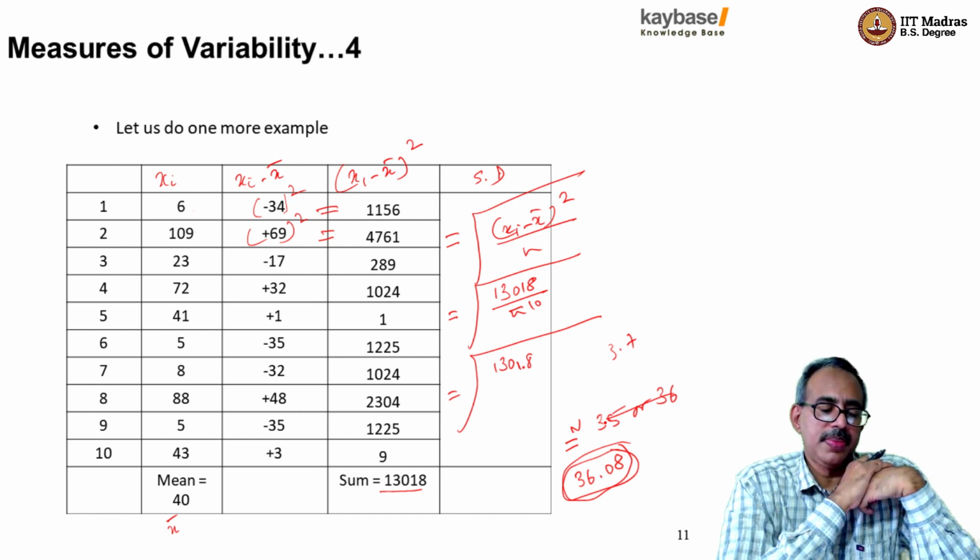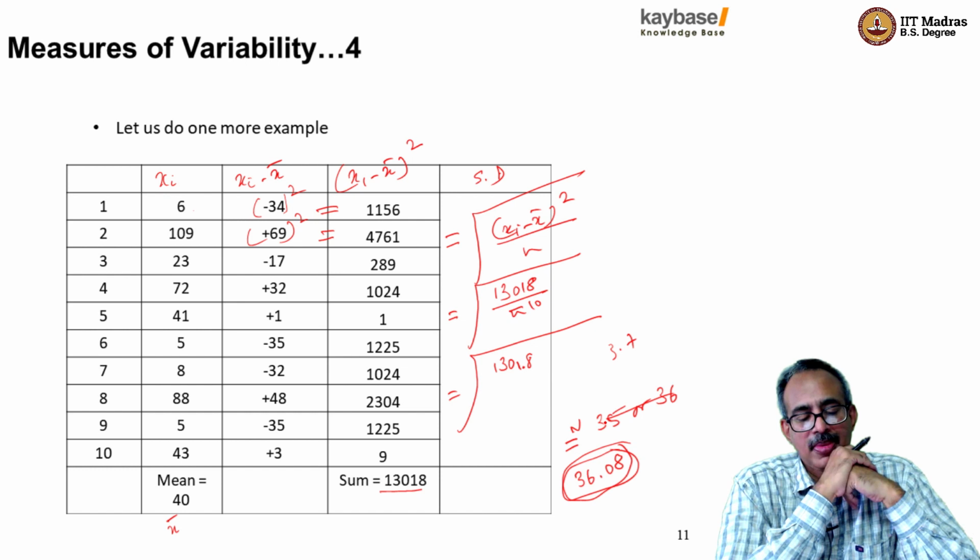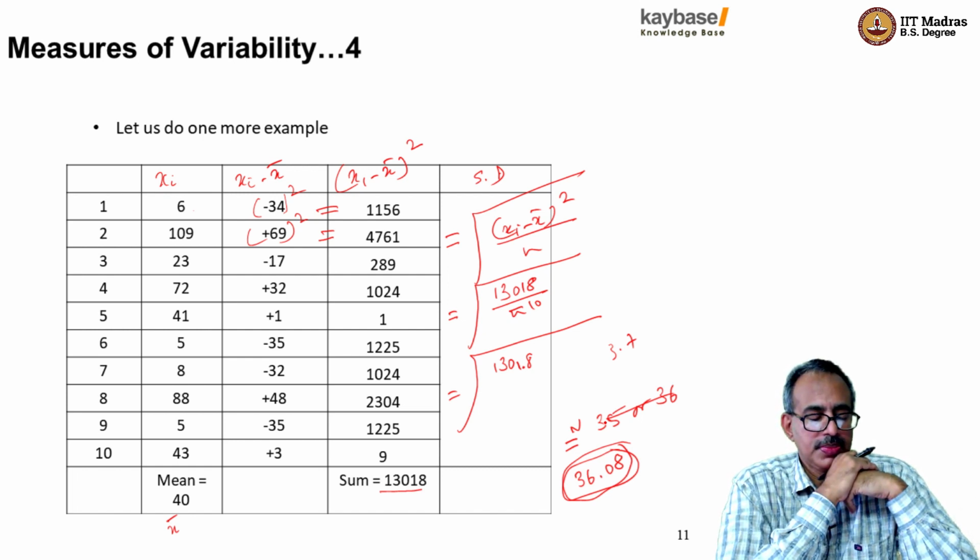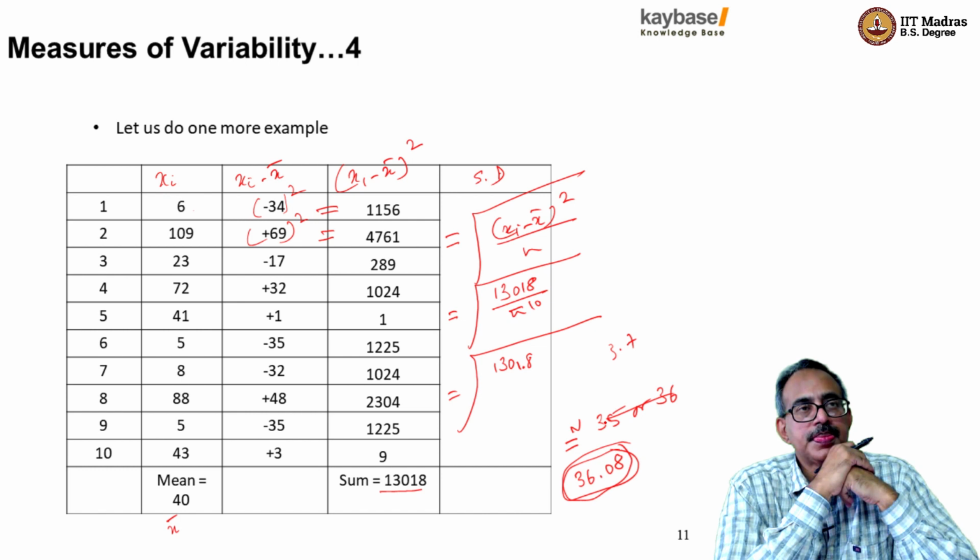Let's see one more example. So at any given point in time, you look at these figures and these individual figures, 6, 109, 23, and so on and so forth. And you say this is the standard deviation. Would it be right to say that this would be plus or minus 36.08, the range of variability? It is just an average measure of variability.